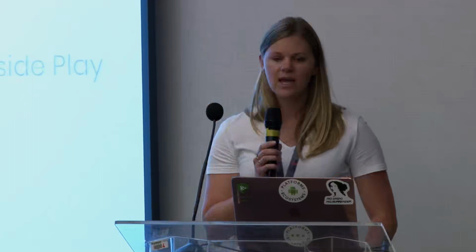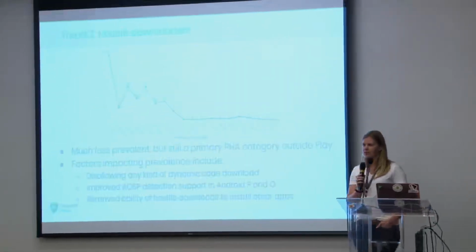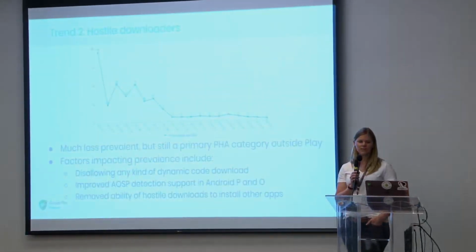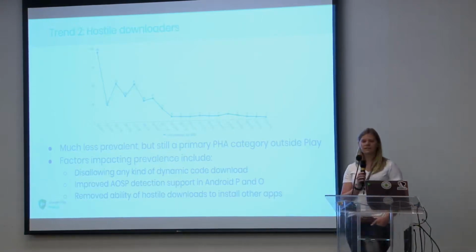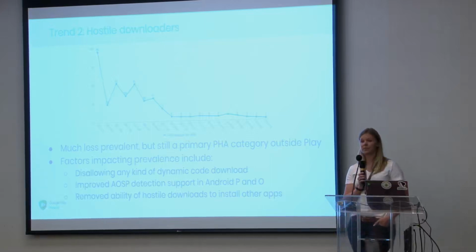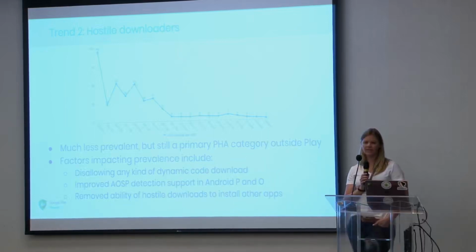The second trend that I wanted to go through was hostile downloaders. So what was interesting is towards the end of last year, we'd luckily seen a nice big drop in the prevalence of hostile downloaders. That said, that has been maintained throughout the first half of this year, which is great. But despite the fact that it's less prevalent, it's still a primary PHA category outside of Play. And so for that reason, we keep continuing to put resources into trying to counter this particular PHA category. In terms of why we think that drop has happened and how it's been maintained, there's a couple of factors that we think are impacting it.